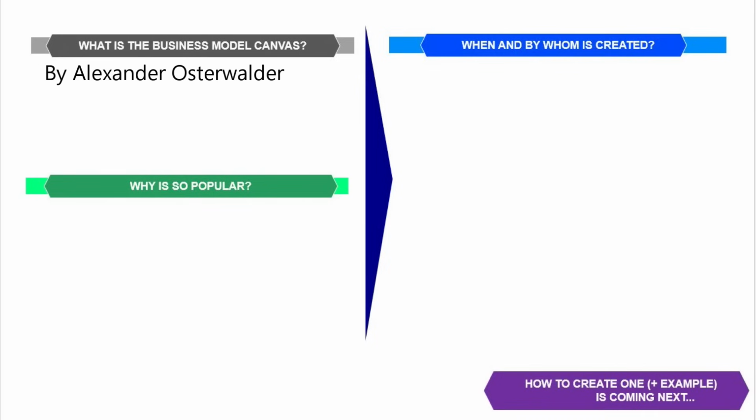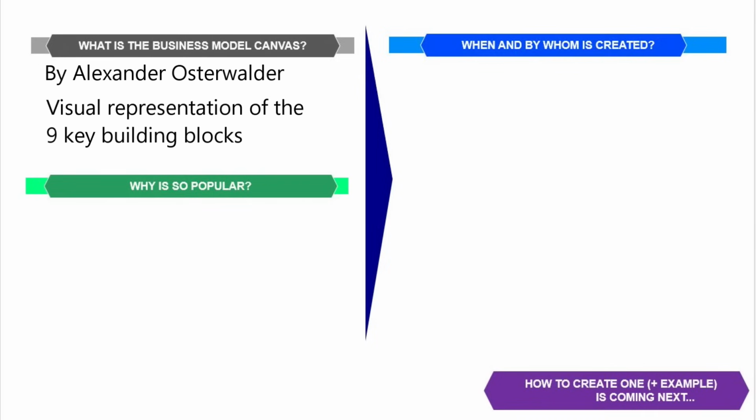The business model canvas is a visual representation of the 9 key building blocks that form the foundations of every successful business. It's a blueprint that helps companies to invest, design, and build models with a more systematic approach.